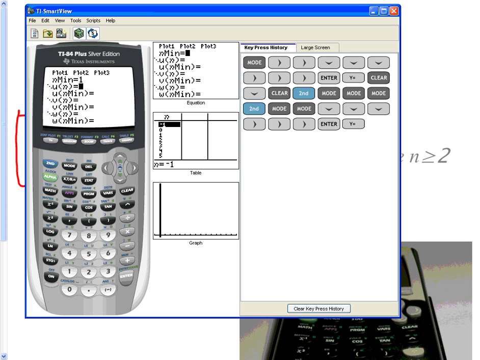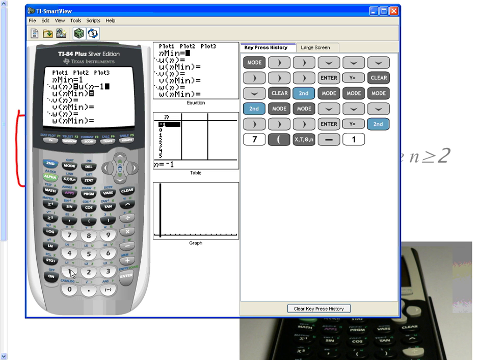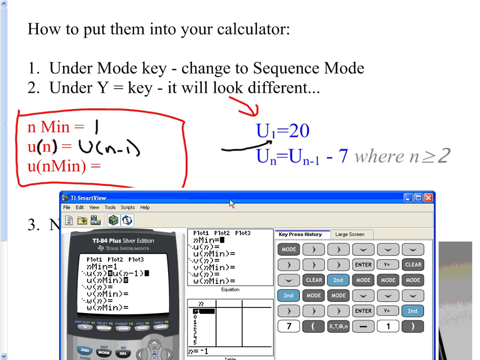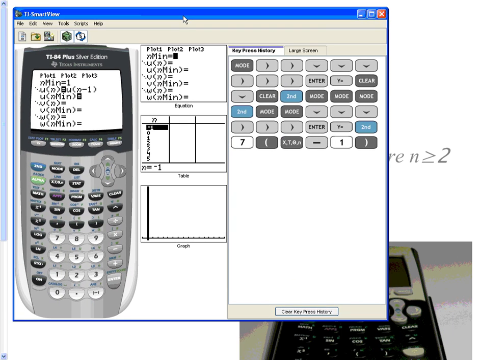So second 7 gives you the u. Parentheses means sub. N is on the x key, by the way, in case you had to know where the n was, it's right next to the green alpha key. N minus 1. And then don't hit enter yet because we need to now say what to do in this function. Well, this function that we're looking at right now wants us to subtract 7 each time. Okay, so if we want to subtract 7 each time, that's where we put the minus 7.